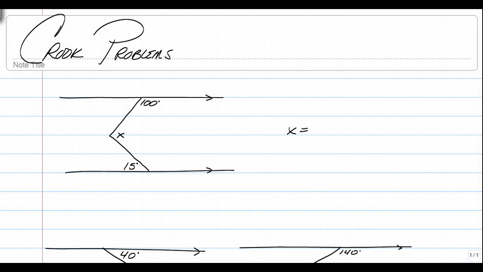All right. Here goes a video on crook problems. Now, a crook problem is a set of parallel lines that have this little kink in the middle. And what we're going to do is solve for x, or find that missing angle.